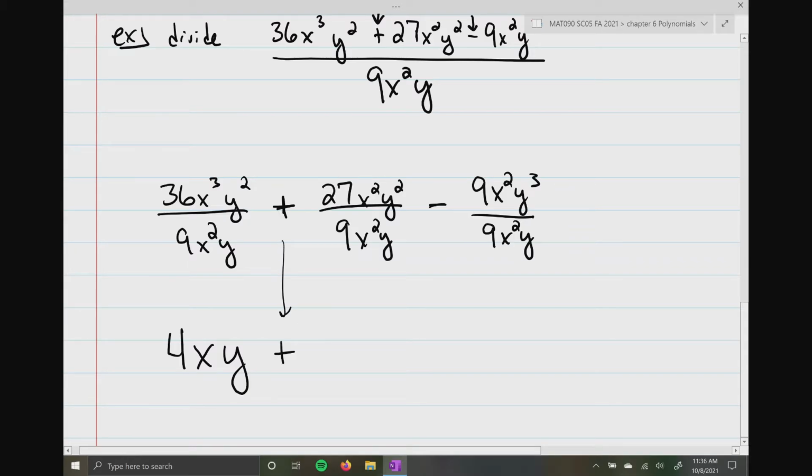Brianna, you with us? Yes. Perfect. 27 divided by 9. Do you know what that is? Agree. Good. X to the second divided by x to the second. What is that? X to the second. Yep, x to the second over x to the second is x to the 2 minus 2, which is x to the 0. And what is x to the 0 power?